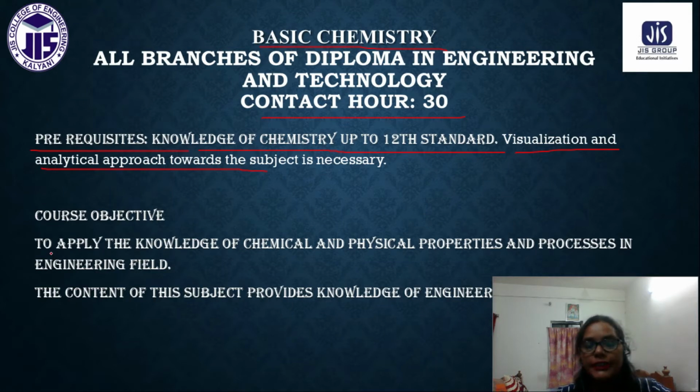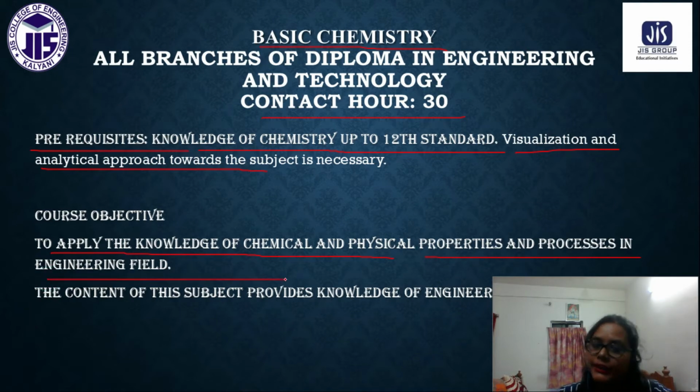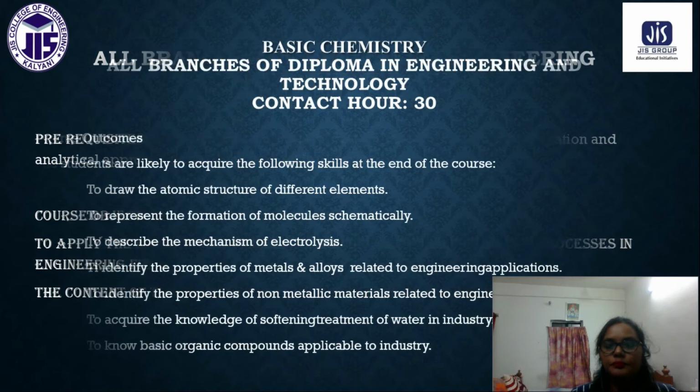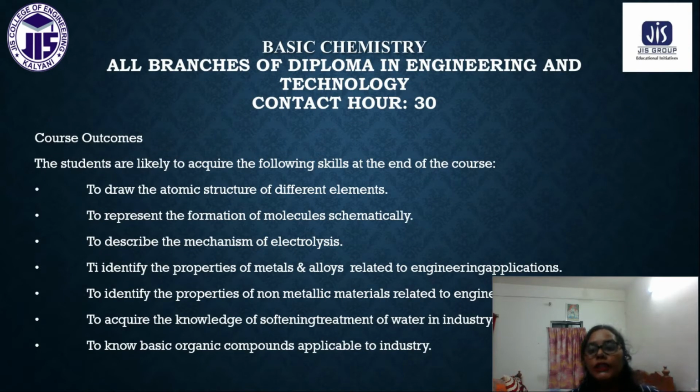Now, what is the course objective? The course objective is to apply the knowledge of chemical and physical property and processes in the engineering field. And also the content of this subject provides the knowledge of engineering applications of different compounds. These are some of the course outcomes that I have given for our course. After completion of this course, you can draw the atomic structure of different elements. You can represent the formation of molecules schematically.